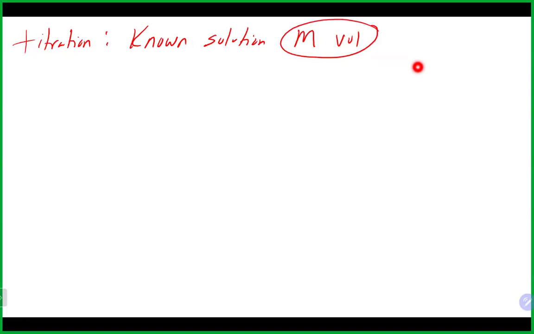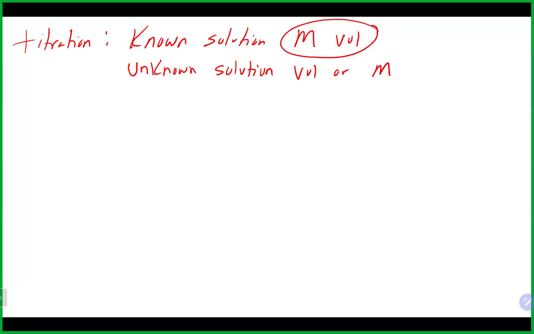You also will typically have an unknown solution. And in an unknown solution, you really don't know everything about it. Maybe all you know is the volume, or maybe all you know is the molarity of it. You don't really know both of those things for sure. There's something that you don't know about it and you're trying to find it. So we use stoichiometry when we do a titration to figure out really what's happening with the unknown solution based on the known solution.